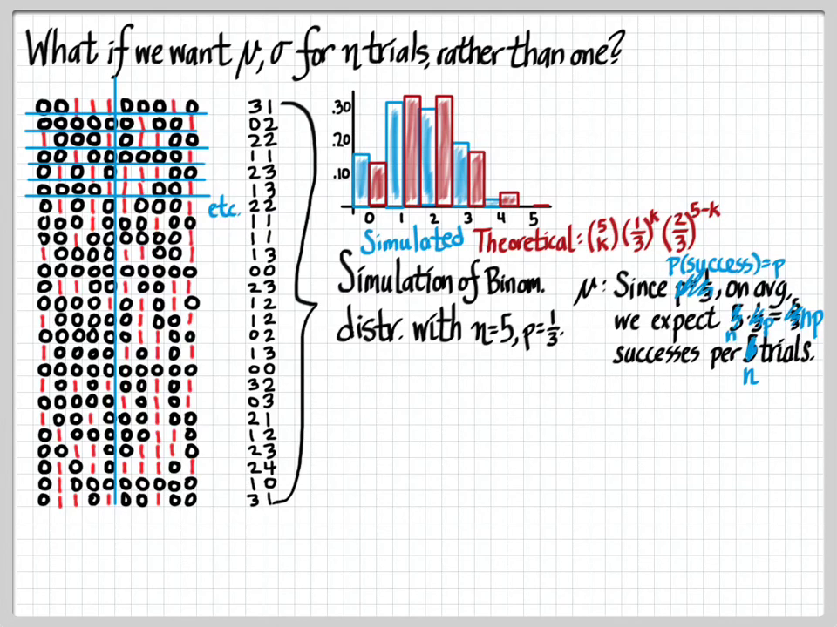So there's our first formula. The mean for the binomial distribution is n times p. I'm going to summarize these later on. But what about the standard deviation?